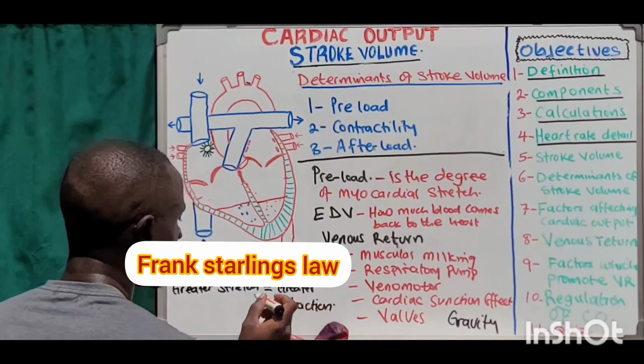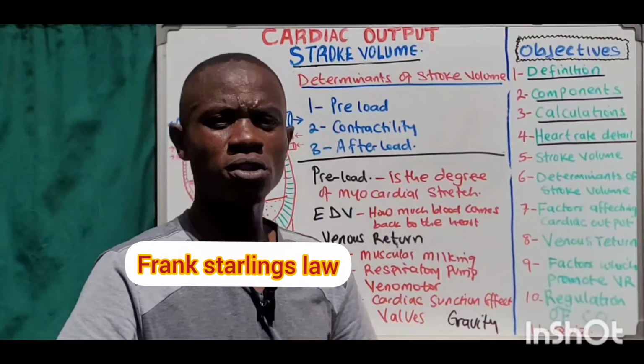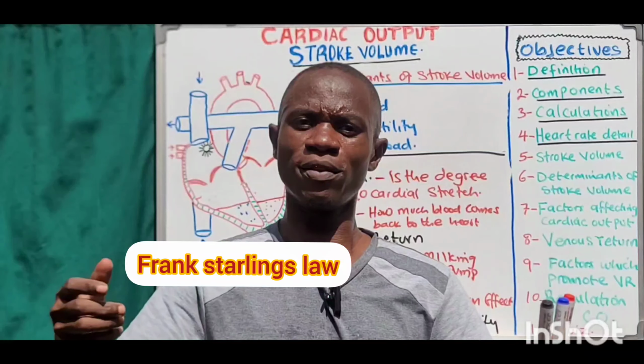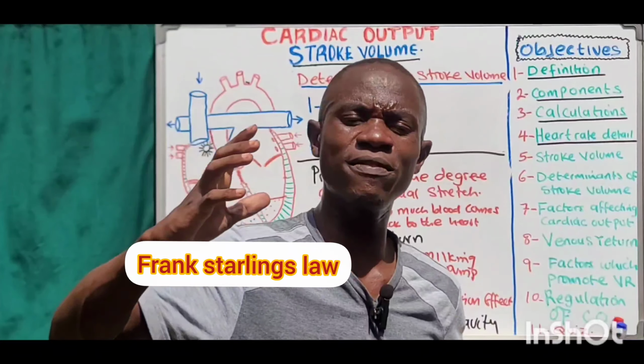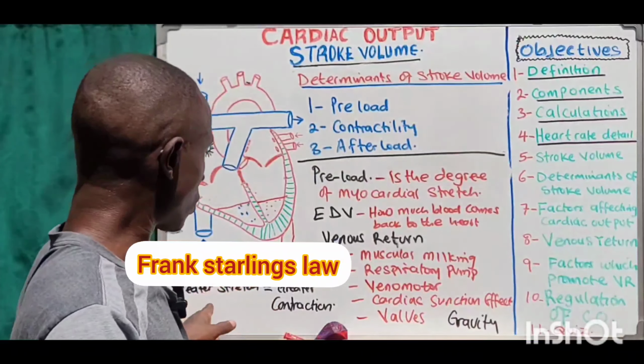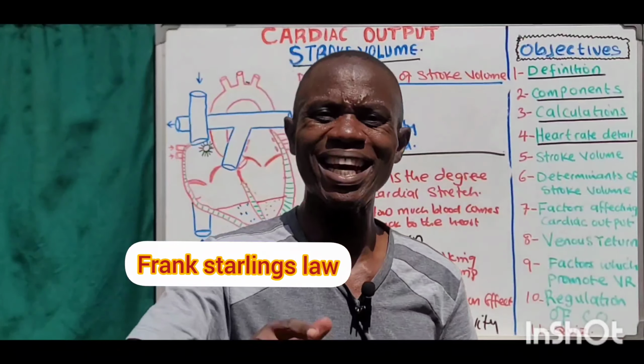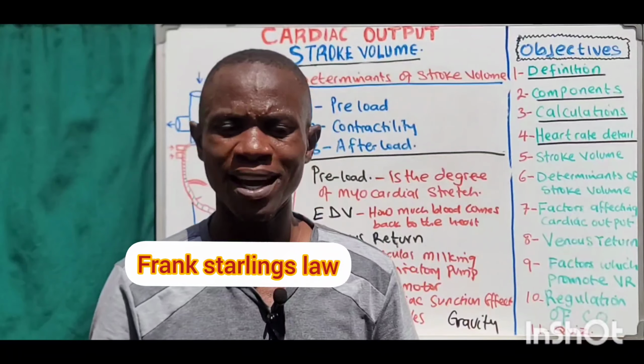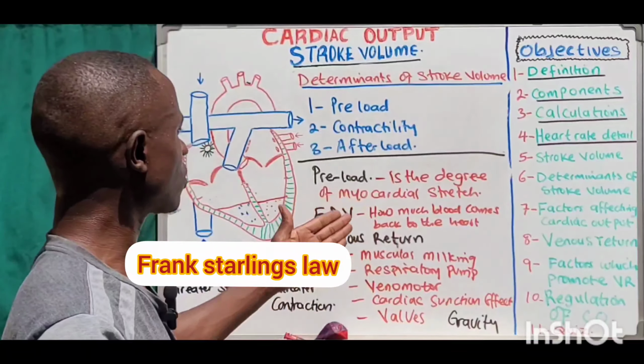What do I mean by this? If you stretch this myocardium excessively, it will also generate an excessive amount of energy to eject that blood. The greater the stretch, the greater the contraction, and that defines what we call the Starling zone. So that briefly covers preload.